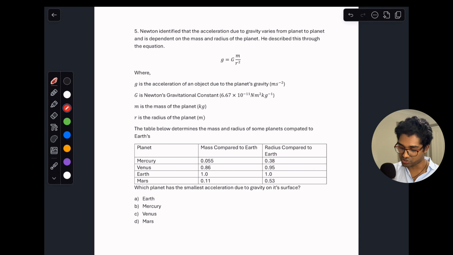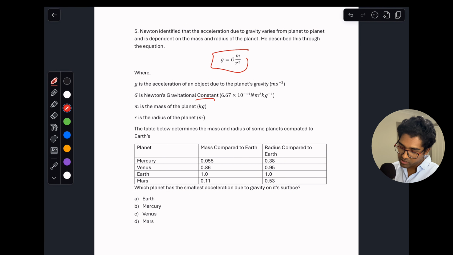All right, let's jump into this one. So we are given a formula. Here it says g is the acceleration of the object, big G is some constant. This is important, the idea of a constant. M is the mass of your planet, and r is the radius of your planet in meters. All right, cool, good to know.